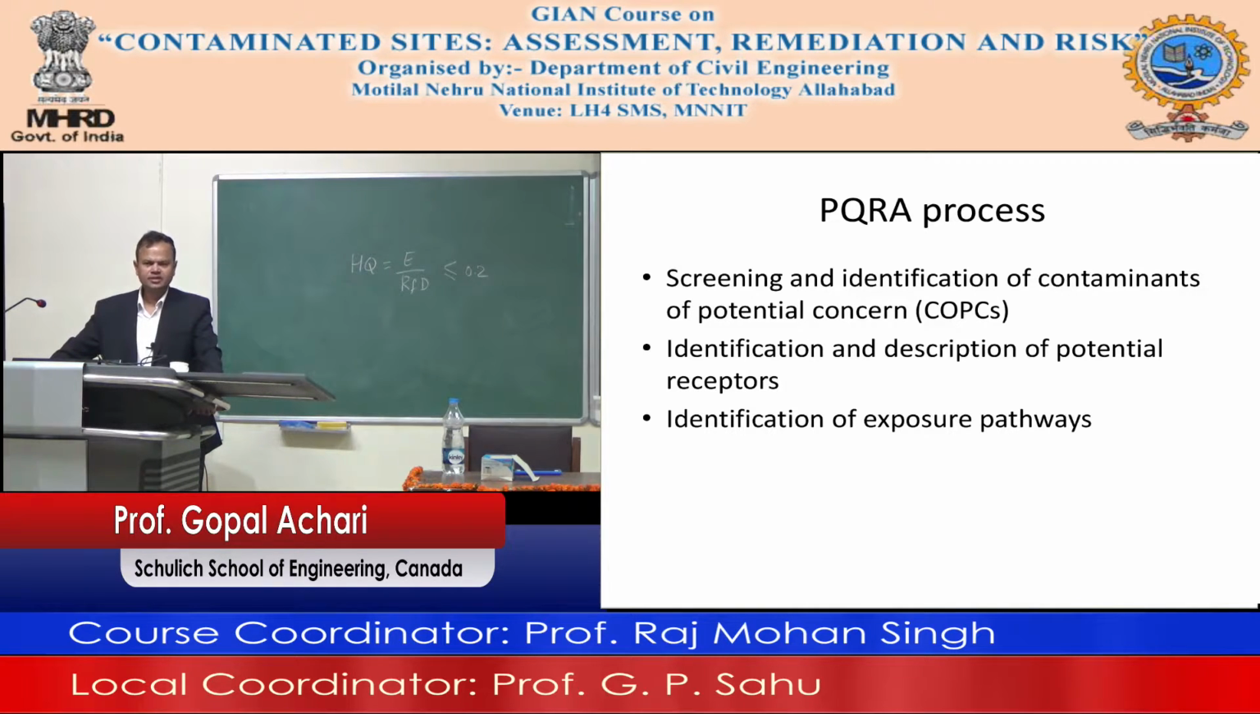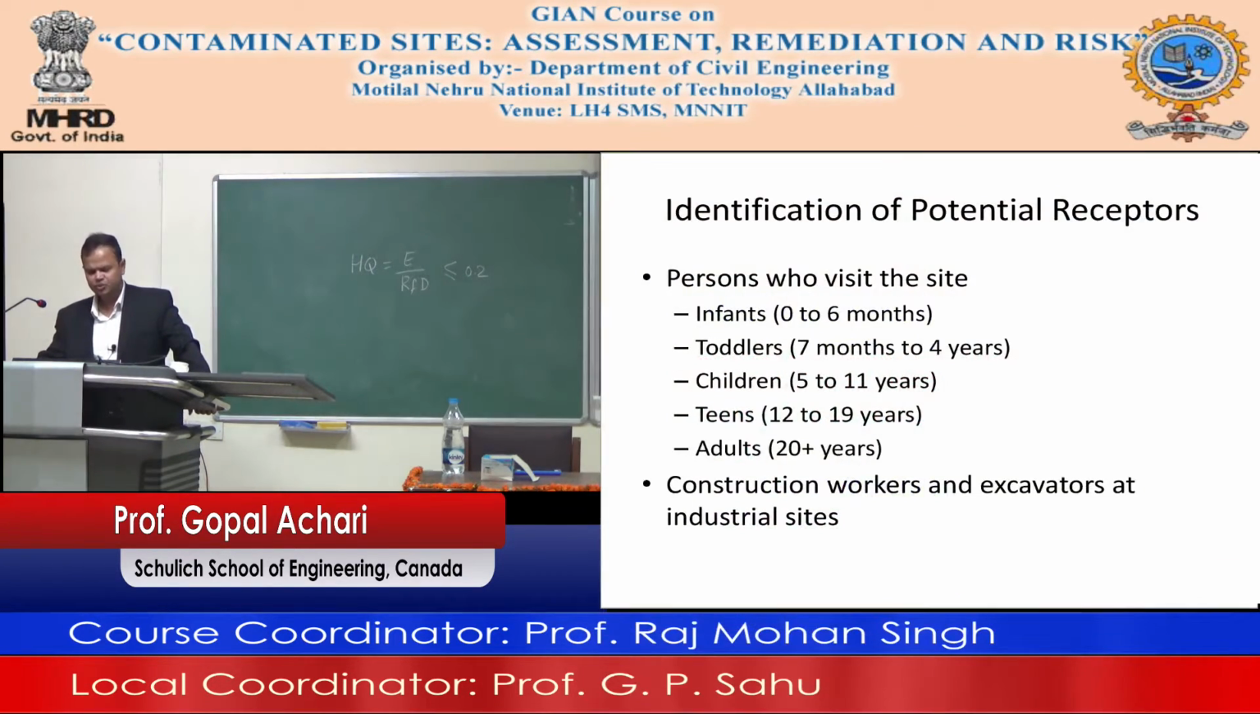Identification of potential receptors: persons who visit the site. Infants, anyone from 0 to 6 months, any child or baby. Toddlers 7 months to 4 years, children 5 years to 11 years, teens 12 to 19, and adults over 20 years. Then construction workers, excavators at industrial sites. These are the potential receptors that you have.